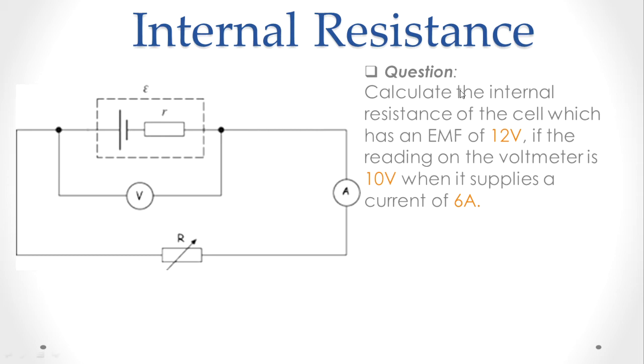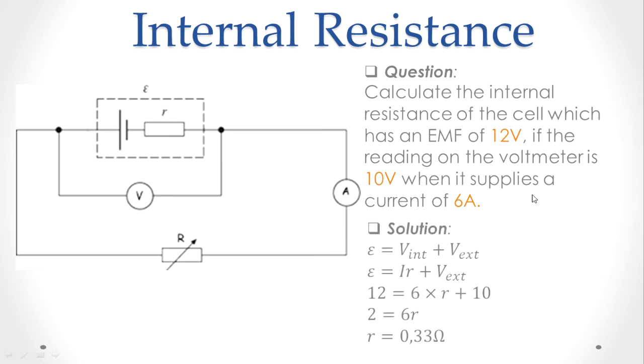So that's interesting. They tell us the EMF is 12 volts, but what is this reading over here? It says 10 volts when it supplies a current. In other words, when there's a current flowing, when the switch is closed, that is the reading on this voltmeter. Like we saw in the previous slide, this is very important information because these are two different things, and we'll see how we use it in our solution.